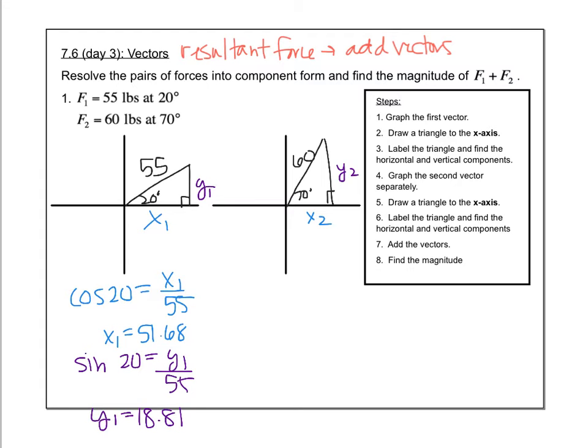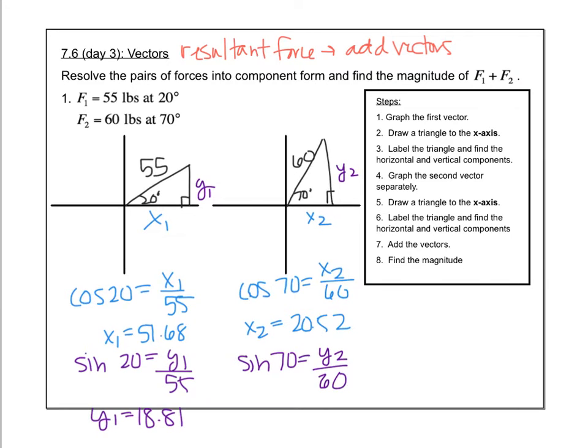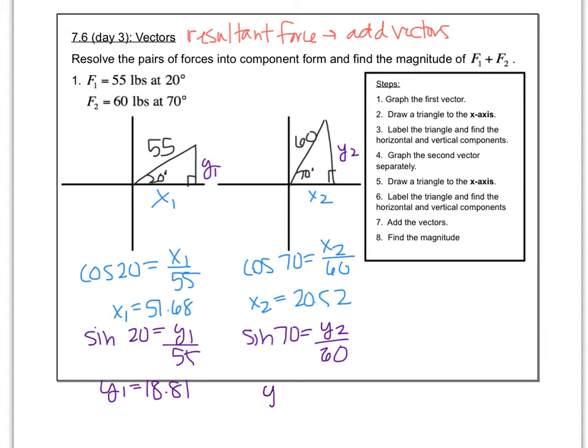And we do the same thing in the second one. We've got to resolve that vector as well. So we're doing cosine of 70 to help us find x2. And we're just multiplying by 60 to the other side. 60 times the cosine of 70 is 20.52. And then to find y, we have to use sine. It's sine of 70 equals y2 over 60. Where I get y2 is equal to 56.38.